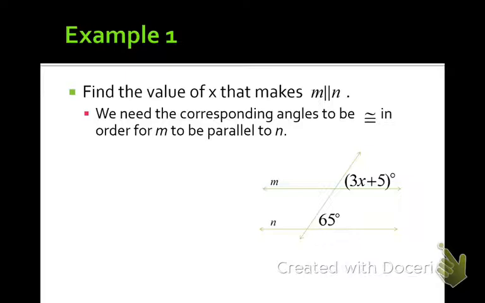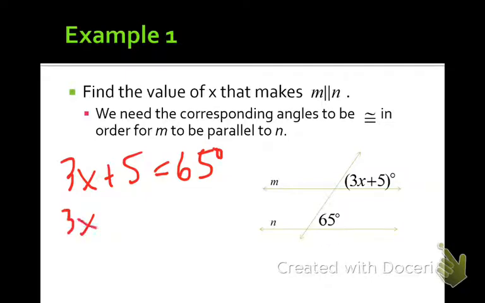Find the value of x that makes M parallel to N. We need the corresponding angles to be congruent in order for M to be parallel to N. So these two things would have to be equal to say M is parallel to N. I can do that by setting them equal to each other. 3x plus 5 equals 65, and we're going to solve for x. So 3x equals 60, x equals 20 degrees.